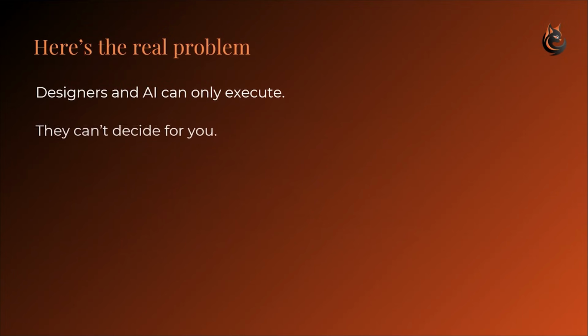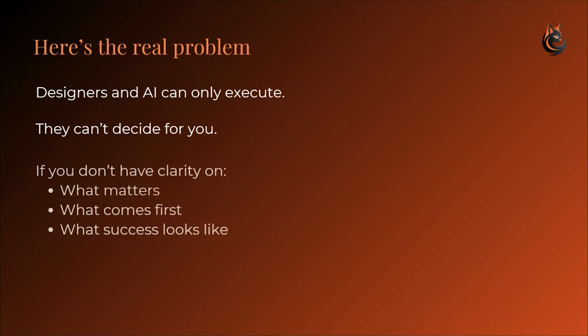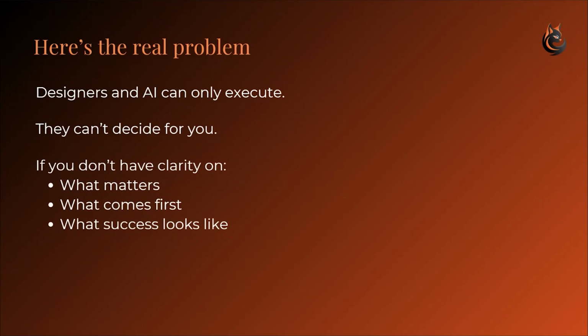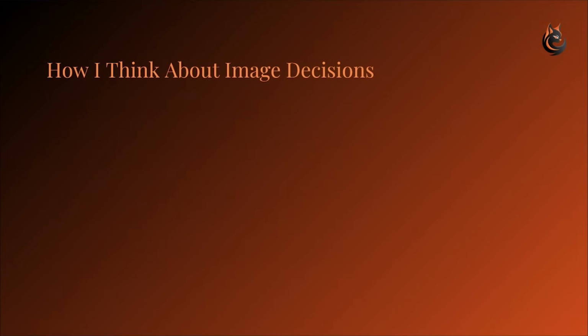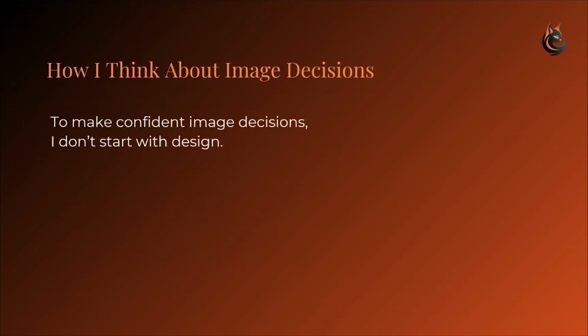Now, here's the problem that I want us to solve today. Designers and AI can only execute. They can't decide for you. And if you don't have clarity on what matters, what comes first, and what success looks like, you'll always feel unsure about your images. Now, before I start with the step-by-step process, I think it makes sense to start with how I think about image decisions.